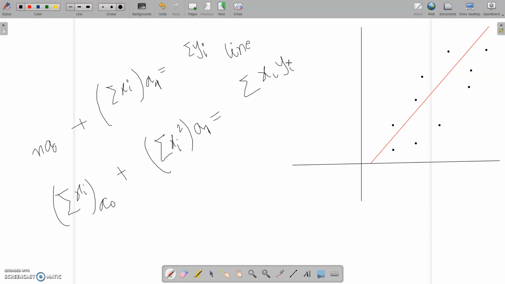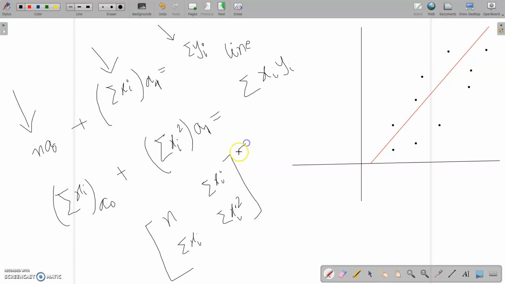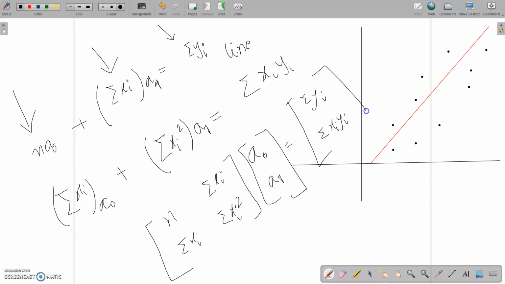So from the representation, you can see that we can easily take it in a matrix form. If we take this portion and this portion and this portion in a matrix form, we can put a matrix like this: n, then summation of xi, summation of xi, and summation of xi square, right? Then we have a naught, that was the first term, and a1, that is the second term, and that is equal to summation of yi, then summation of xi and yi. So this is a matrix.